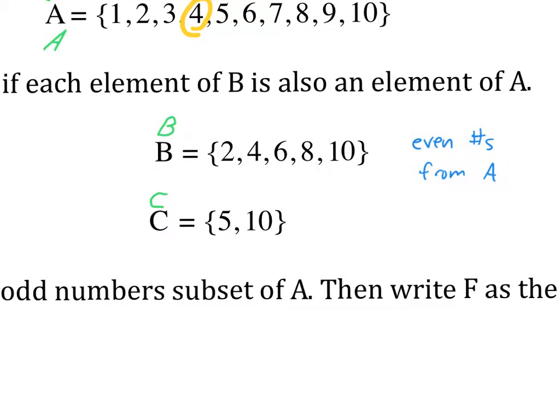Notice that C, the subset C, is a subset, 5 and 10. And if you wanted to describe this subset, you could say, oh, these are the multiples of 5 from A.